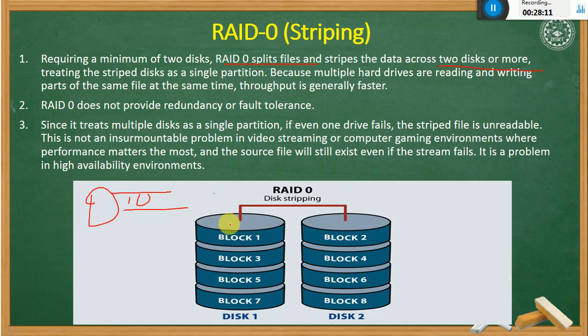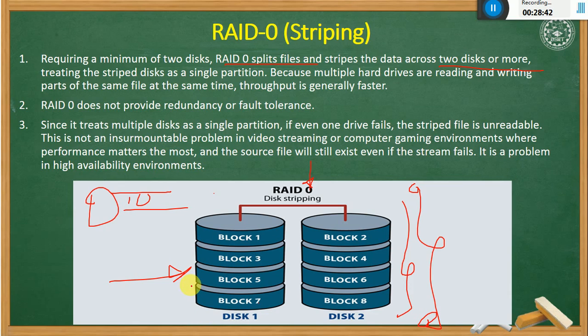Striping means dividing. So block 1 will be in disk 1, block 2 will be in disk 2. If we want to fetch the data, we have to read both disks at a time. Okay, what are the advantages of this technique? It will avoid overall loss of data because your data is stored in the 2 disks. If one disk fails, 50% of data is available. So you must recover only 50% of data. So that is the advantage.